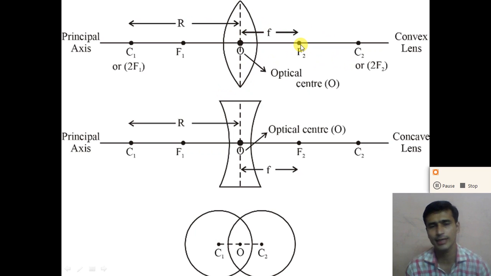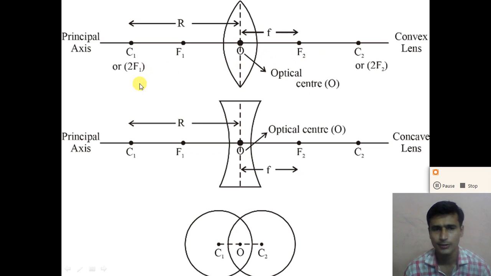So a lens has two principal foci. If we send a ray from this side, after refraction it will converge at this point. So this point is called the principal focus. Similarly, on the other side, this point is called the principal focus.